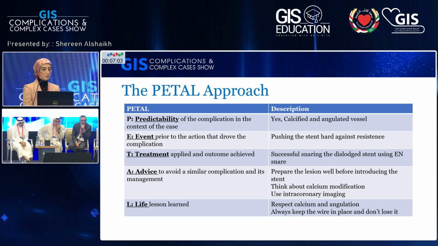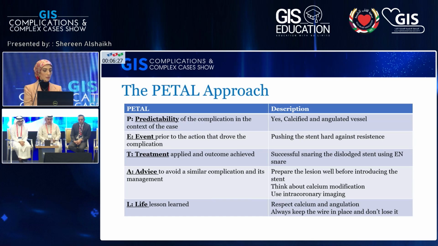So as a routine in my center, we use this approach to assess any complication happening in the cath lab, FETAL approach. So B for predictability. And I think, yes, this complication is predicted because of the angulation, because of the calcium and anatomy of the circumflex. E for the event prior to the action that drove the complication. The operator was really pushing too hard to deliver that stent. And you can see the resistance and backup of the guide liner and catheter, but he continued to do that.